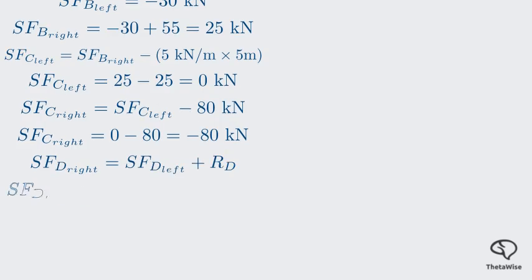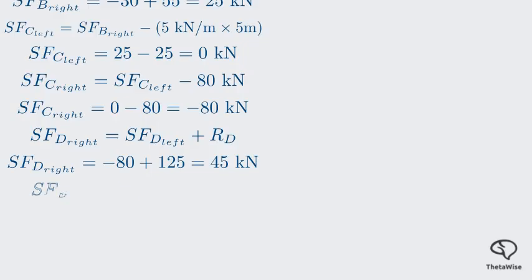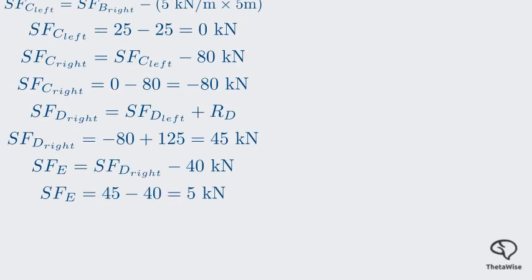At point D, the upward reaction force RD of 125 kilonewtons acts. This causes the shear force diagram to jump up. So the shear force after D becomes negative 80 plus 125, which equals positive 45 kilonewtons. Between D and E, there are no loads, so the shear force remains constant at positive 45 kilonewtons.